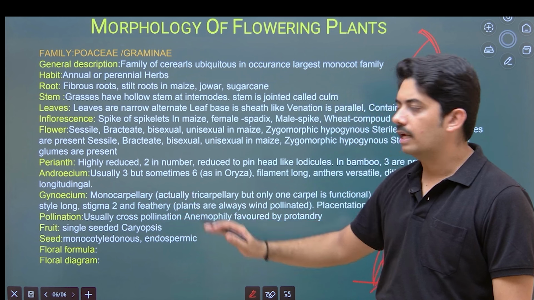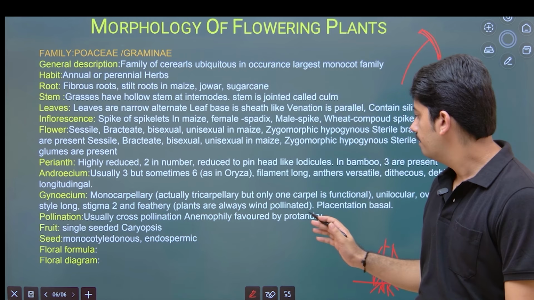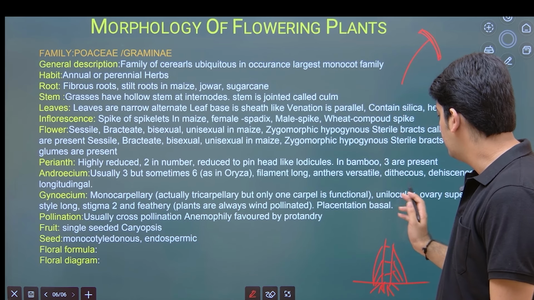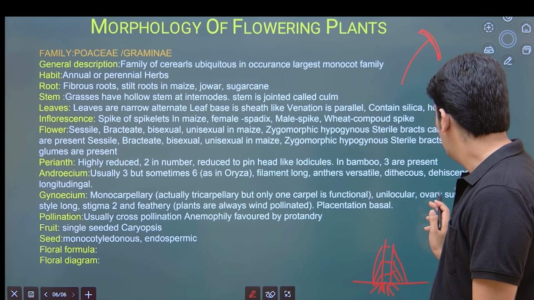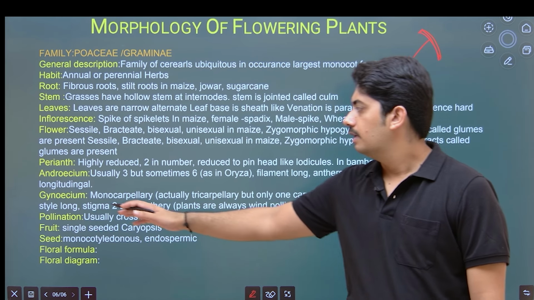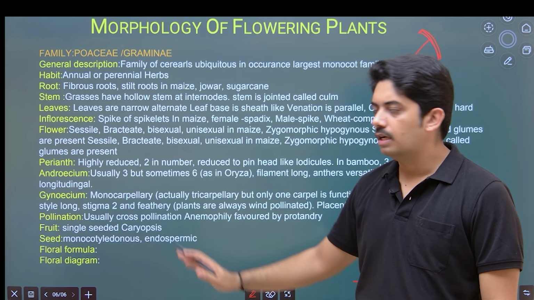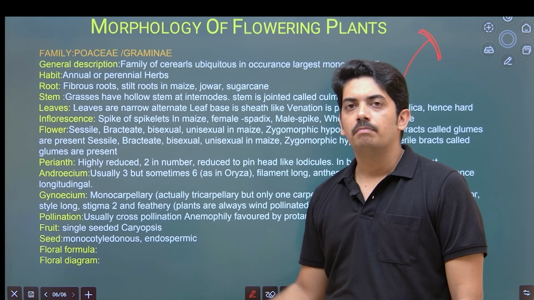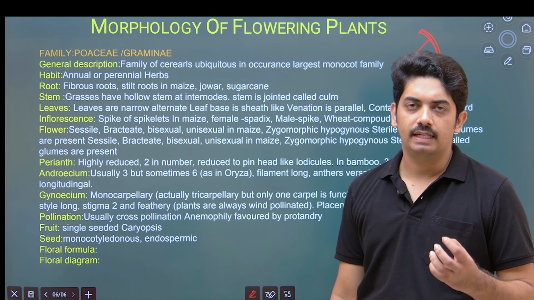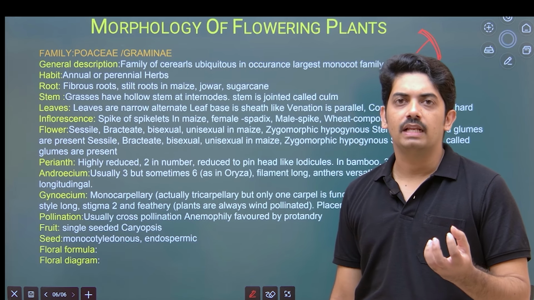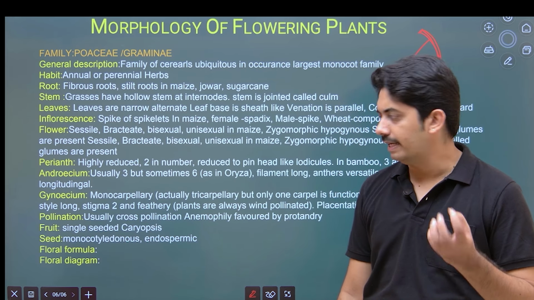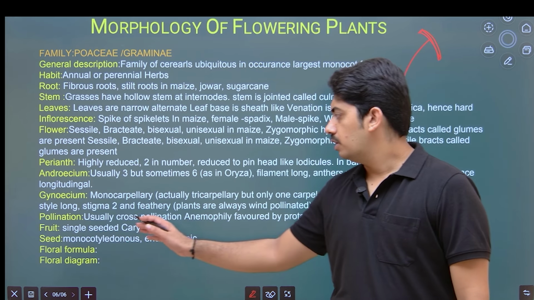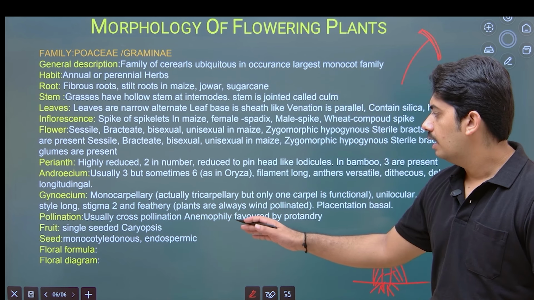Gynoecium, monocarpellary, single carpel is present. Then unilocular, only one chamber, one locule, ovary superior, style long, stigma 2 and feathery. Why is it feathery? Because when it is feathery, it can easily trap the lightweight pollen grains carried by the wind.